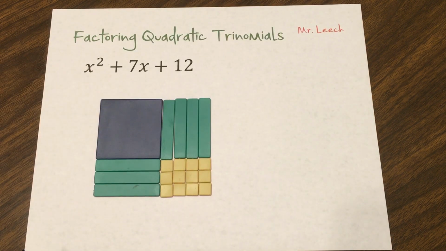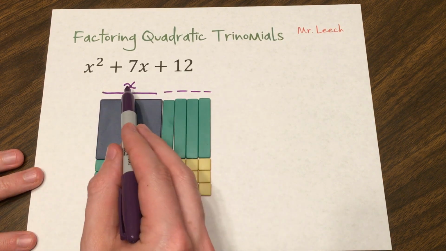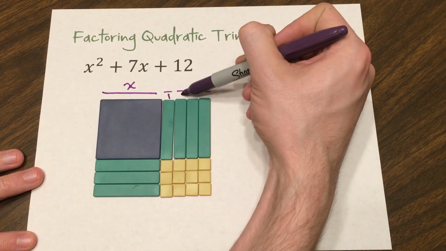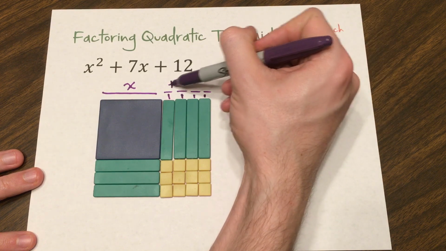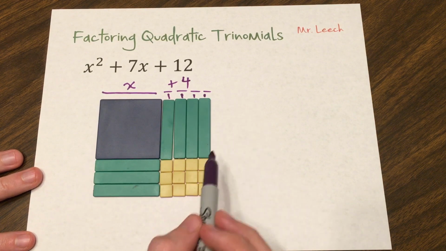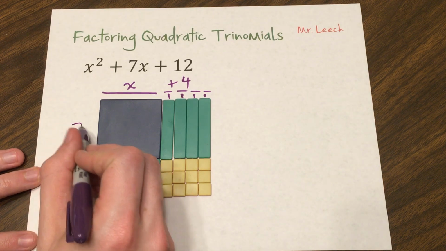What's important about this rectangle are the lengths here. This length is x. Each of these lengths is 1. So if I put them together, I get a plus 4. So this length together is x plus 4. So that means that this is x plus 3.